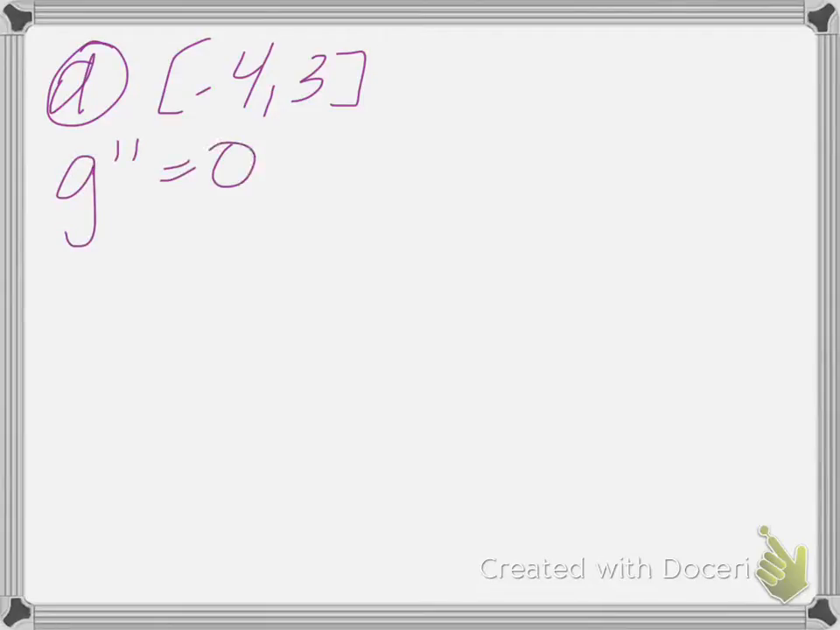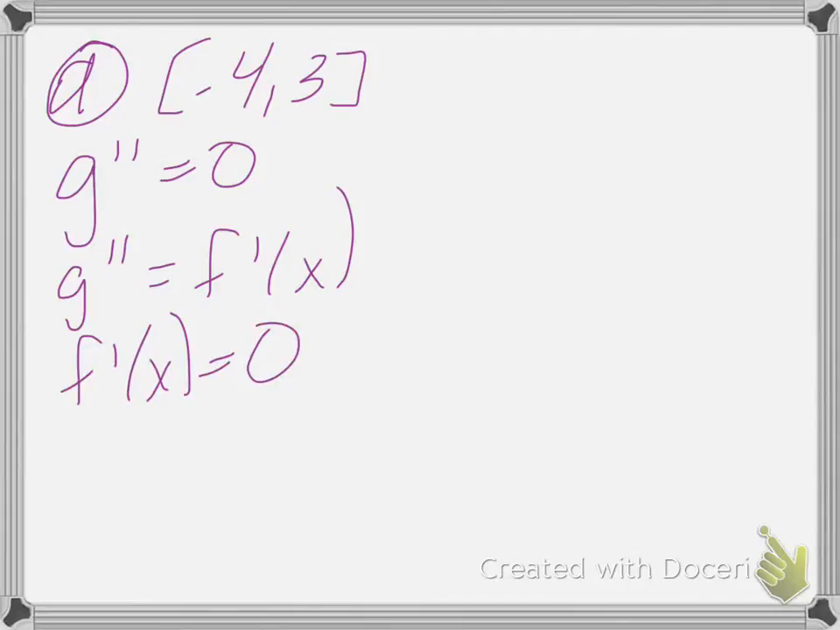Okay, and now we're up to part D. And for part D, it's saying between negative 4 and 3, find points of inflection. So G will have a point of inflection when G double prime is equal to 0. Okay, so from the previous part, we know that G double prime is equal to f prime of x. So then the question becomes, when is f prime of x equal to 0? So a derivative will equal 0 when there's a change from increasing to decreasing or decreasing to increasing, in other words, like a critical point.